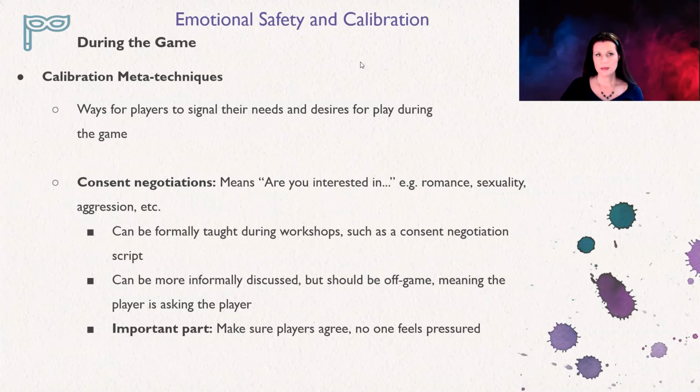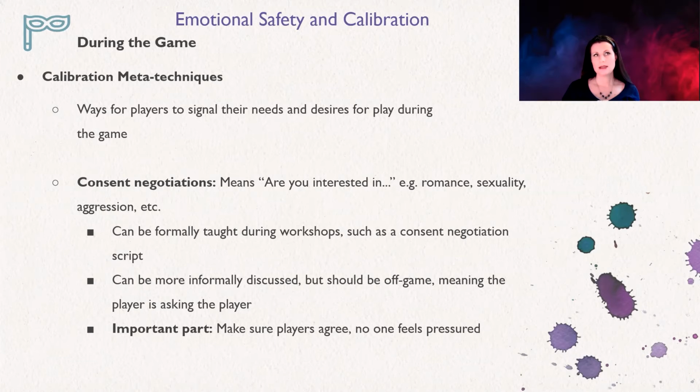So then there are calibration meta techniques, and these are ways for players to signal their needs and desires during the game as the play is happening. Now, calibration is not exactly the same thing as safety. Safety, for example, saying, please don't approach me with romance, that might be an actual safety issue. It might be extremely triggering for some reason for that person. Or it could just be a preference. And calibration kind of works for both, but it doesn't really matter why people have certain boundaries. The important thing is that we respect them.